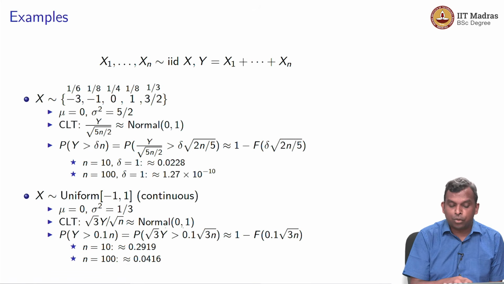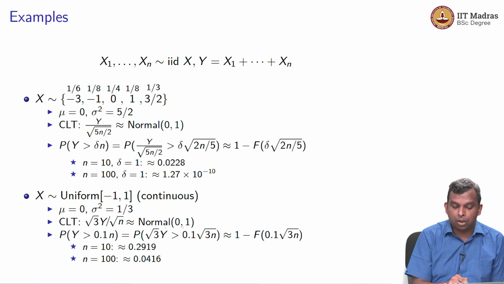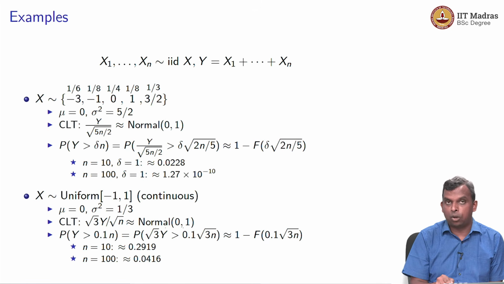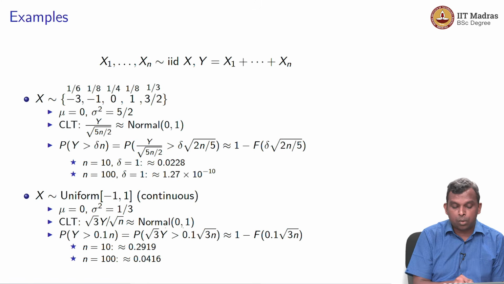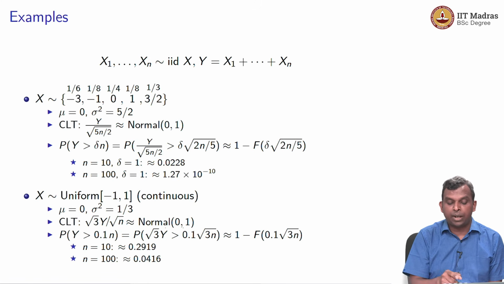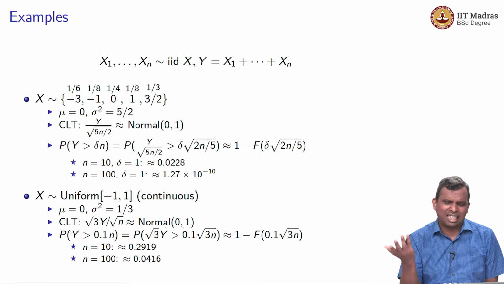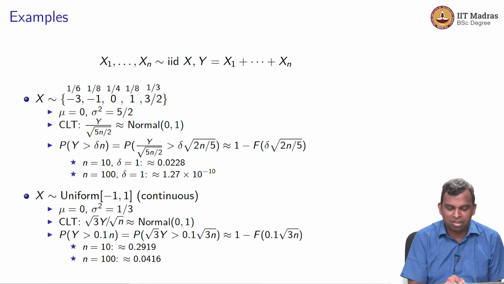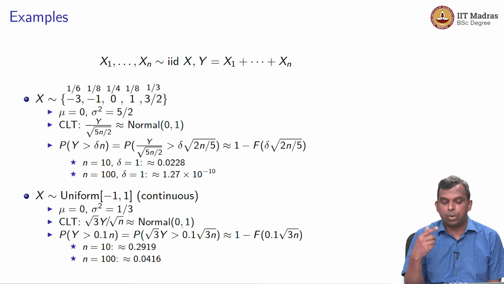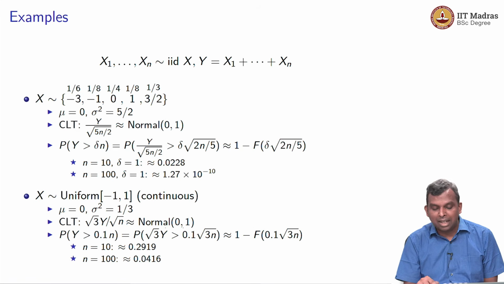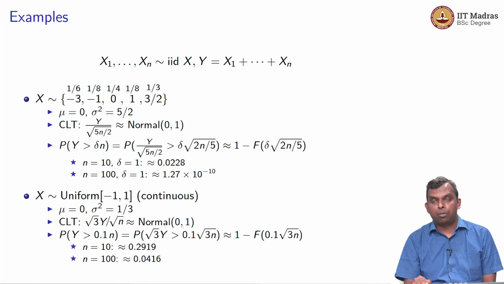Now for the uniform minus 1, 1 continuous distribution, mu is 0 and sigma square is 1 by 3. So the CLT tells me root 3 times Y, remember Y is the summation, is going to be roughly normal 0, 1. So supposing I want to find probability that Y is greater than 0.1 root n. Why 0.1 root n, just like that, some function, some deviation. So multiply both sides by root 3: probability that root 3Y is greater than 0.1 root 3n, and that's approximately 1 minus F of 0.1 root 3n.